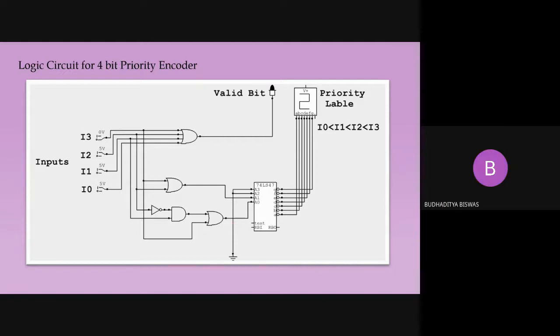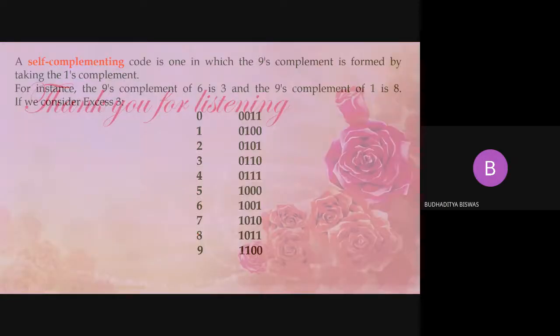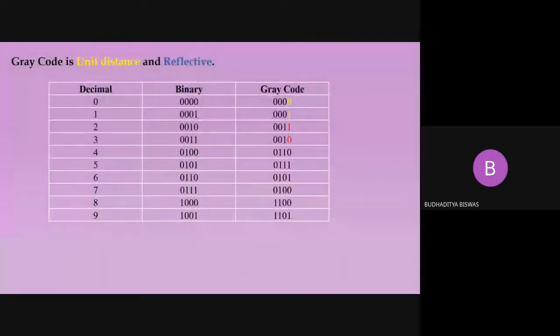So here you see just 2 slides are remaining. Okay, 2 slides are remaining. One is the objectives that may come in the semester: the unit distance code, reflective code, and complementary code. I should have taught this to you first, but forgot. So this is called the unit distance code. Okay, gray code is called the unit distance code and reflective code.